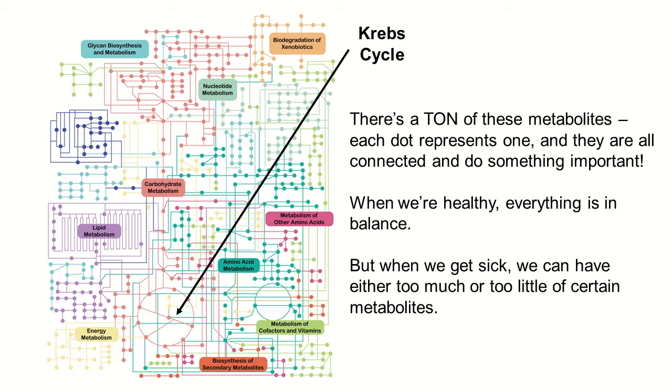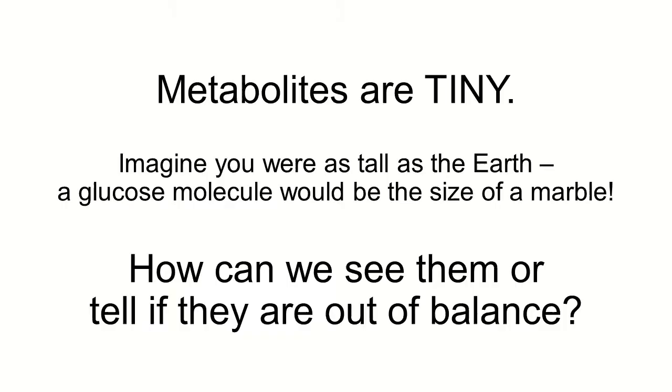When we're healthy, everything is in balance, but when we get sick, we can either have too much or too little of some of these metabolites. But these metabolites are tiny. If you imagine that you were as tall as the Earth, a glucose molecule would be the size of a marble. So how can we see them or tell that they're out of balance when we're sick? We can do this with a technology called mass spectrometry.